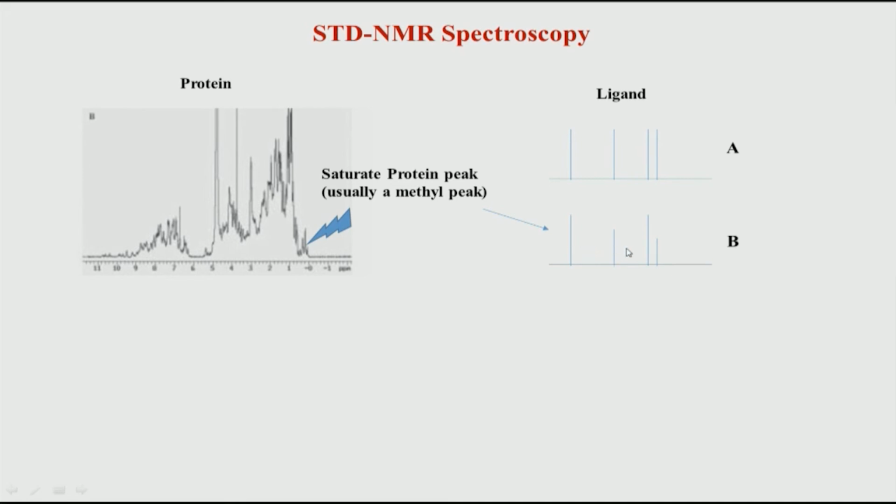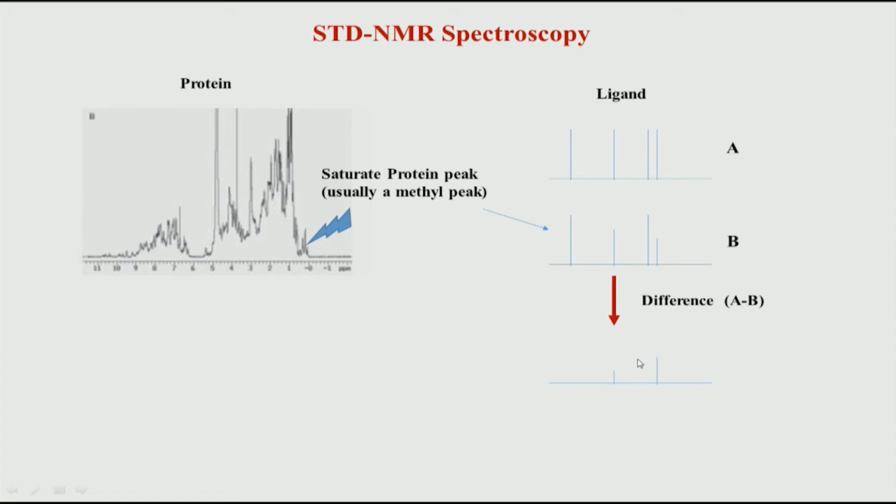Now, all the peaks may not show the same decrease, because suppose each of these is one hydrogen atom, each hydrogen atom will have a different location relative to the binding site. The one closest to the binding site, for example this peak, will get maximally affected by spin diffusion, and those far away from the protein binding site will not see any effect. So, now I subtract this and take a difference. When I take the difference, I will get these two, because these other two have gone to 0.